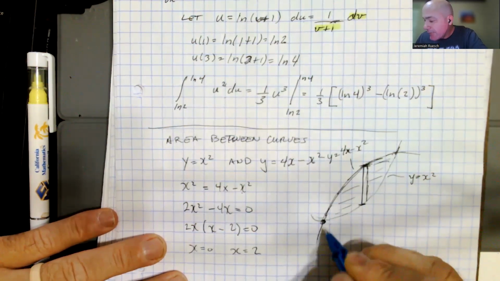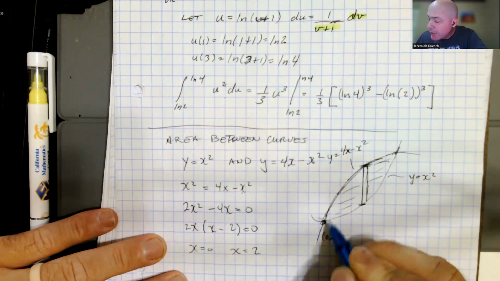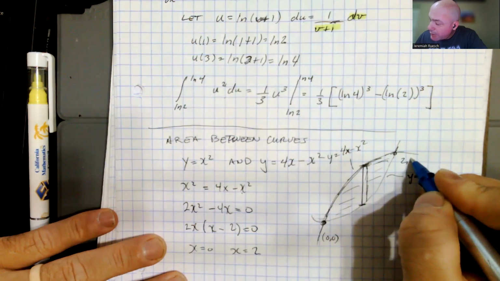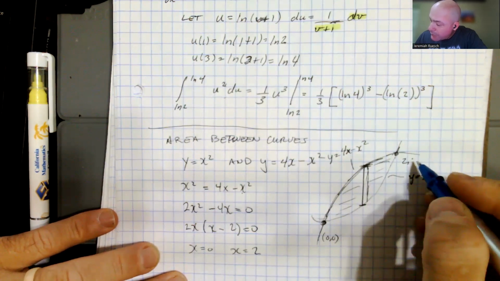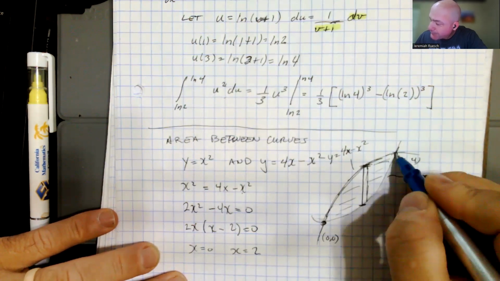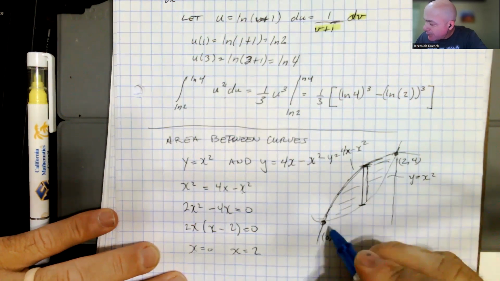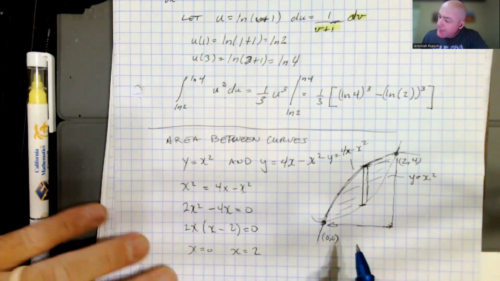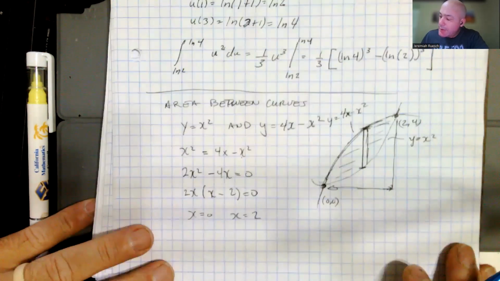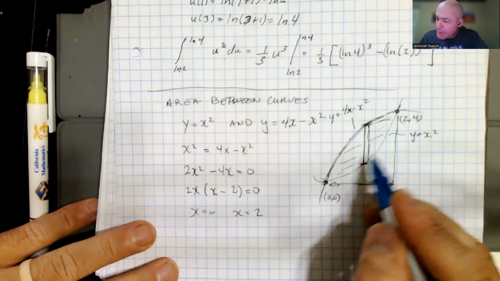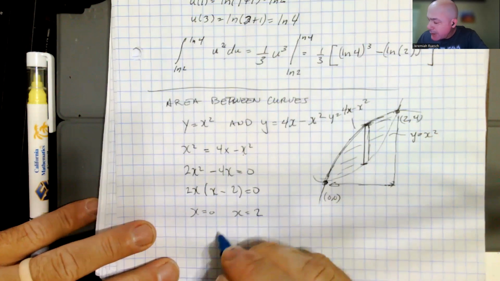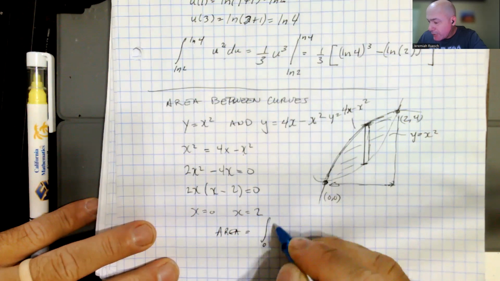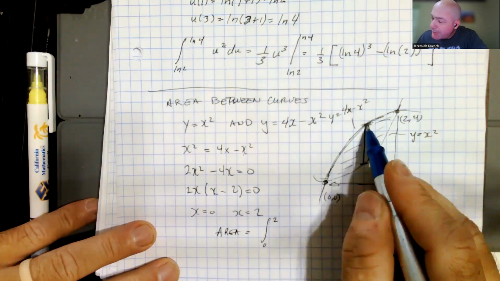Okay, so we found that this has the ordered pairs (0, 0) and (2, 4), and so these are the x values that we're going to be integrating over. All right, so calculate the area in this shaded region. Then the bounded area is going to equal the integral from 0 to 2 of the upper function.